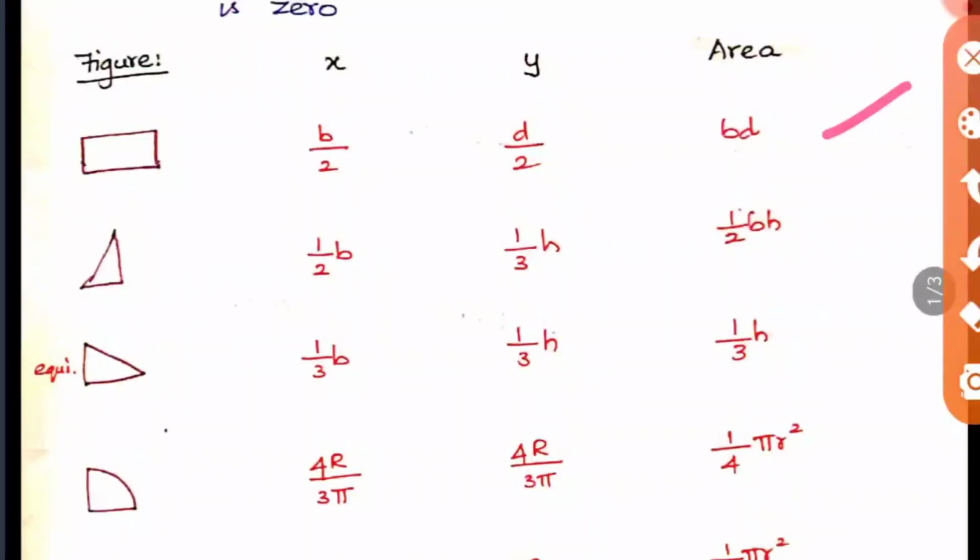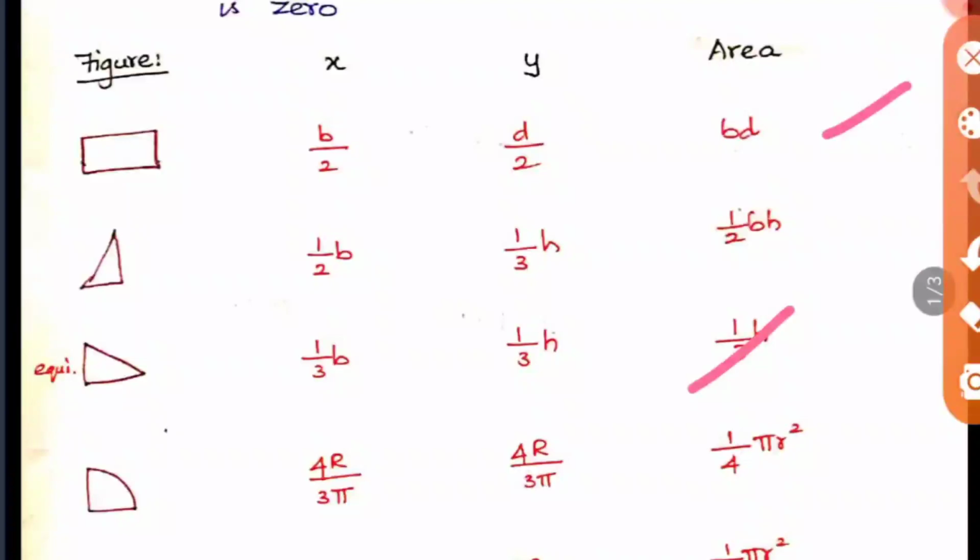And the area, we know, is half b h. Then the equilateral triangle has all sides equal, so the x-axis and y-axis will both have 1 by 3 b, and y also 1 by 3 h, and the area is half b h, similarly to a triangle.